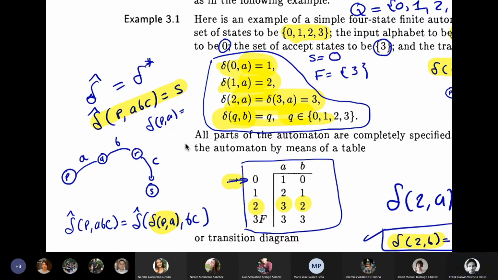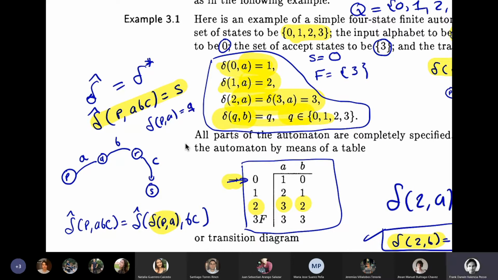Santiago? Should it be A? Yeah, no. I think you know the answer, but you just read the symbol wrong. It's Q, it's the state. Sorry, Q. Yeah.